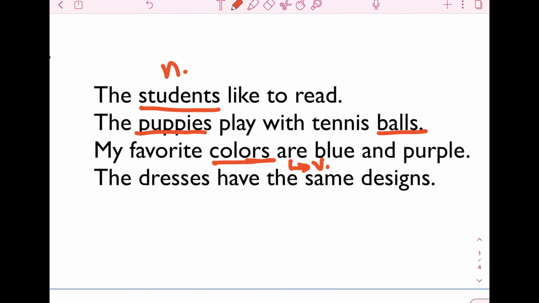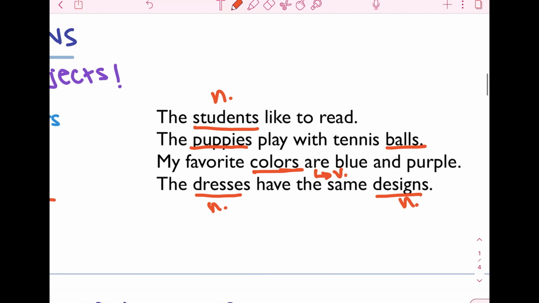And finally, the dresses have the same design. So dresses and designs are our nouns. And we are saying that the dresses that we have, they all have the same sort of designs or the same design.